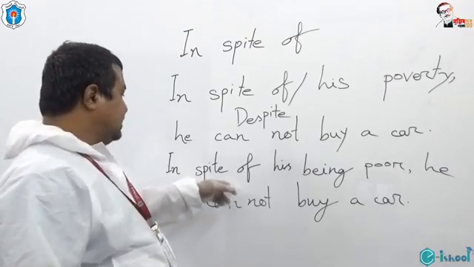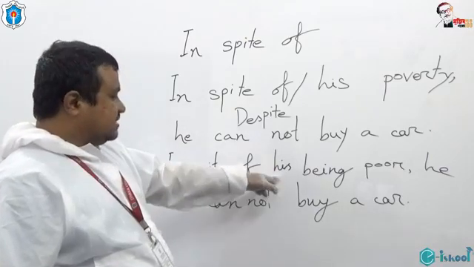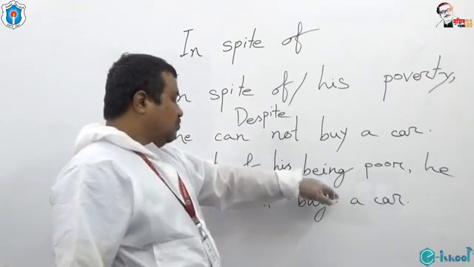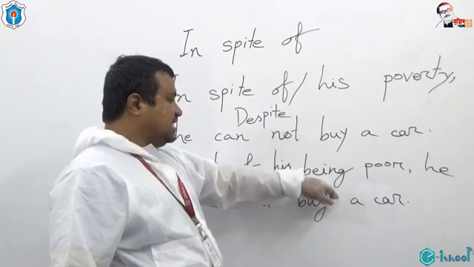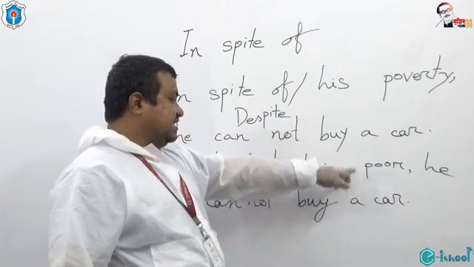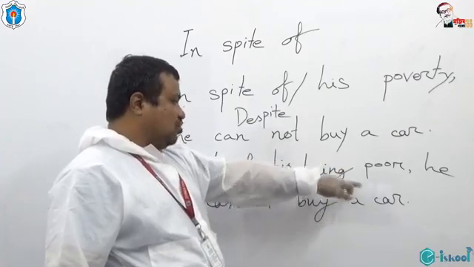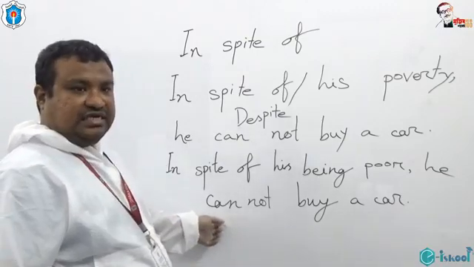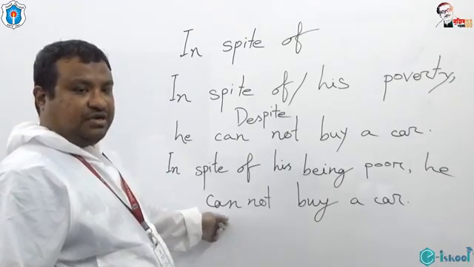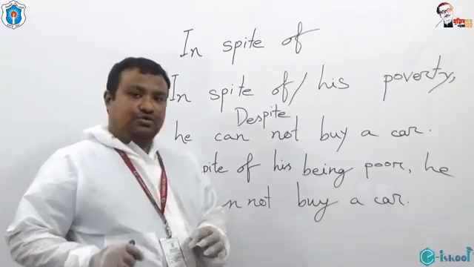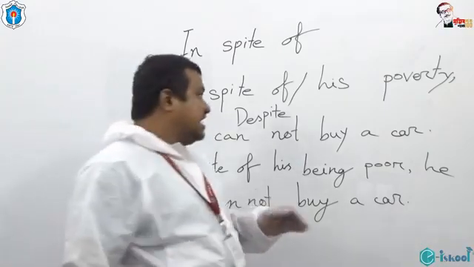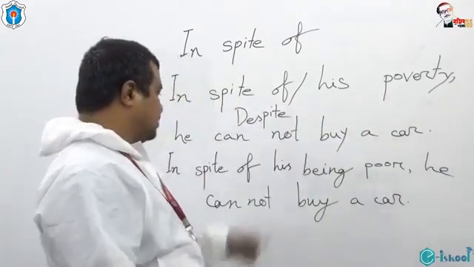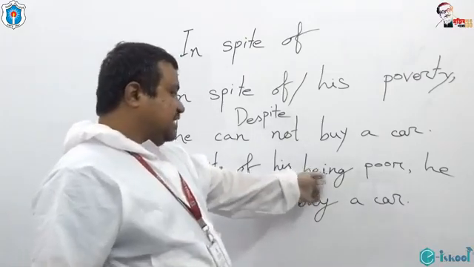Again, when we are using in spite of, here we see that the possessive form of the subject is being used, that is his, but we are using here being, and then we are using an adjective poor, then we are using a whole sentence, a whole principal clause here. So when we are using in spite of, either it will be followed by the possessive form of the subject plus noun, or it will be followed by the possessive form of the subject plus being plus adjective.